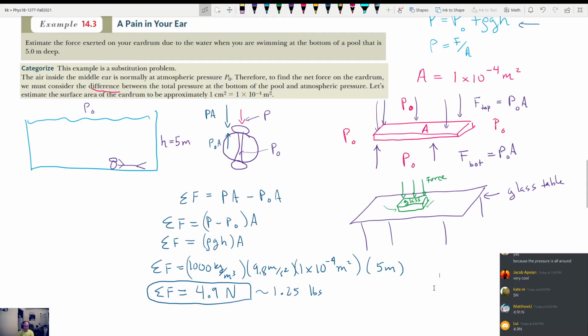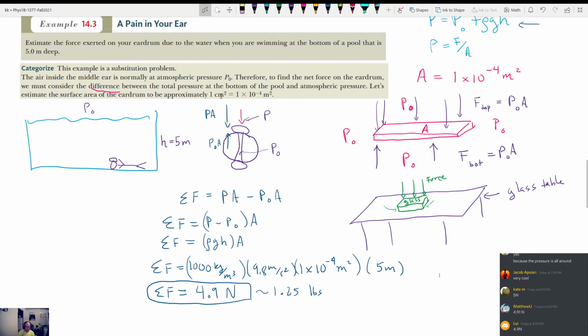Right, because the force scales with the height. Anyway, so I hope this helps you to understand why it is that you feel this pain in your ear when you're going down to the bottom of water, or the same thing happens, as I said, when you get in an airplane and fly up, or when you drive up a mountain or something like that, in any of those situations where you feel your ears pop or you need to pop your ears.